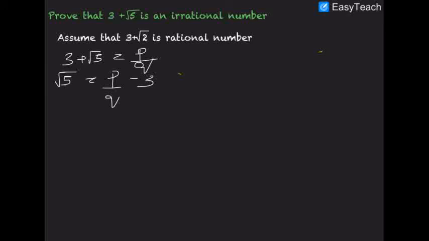Or it is not root 2, it is root 5. The question is 3 plus root 5. So we got that root 5 is equal to p by q minus 3. We mark it as equation 1.